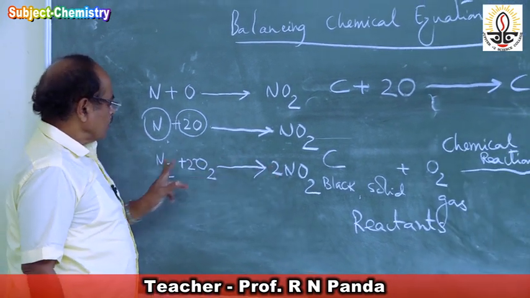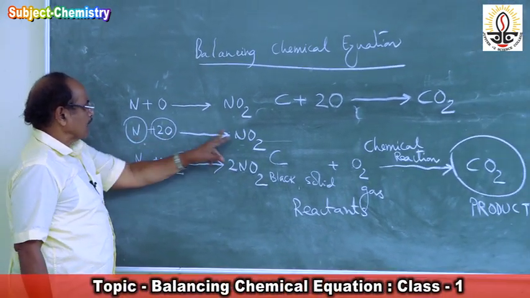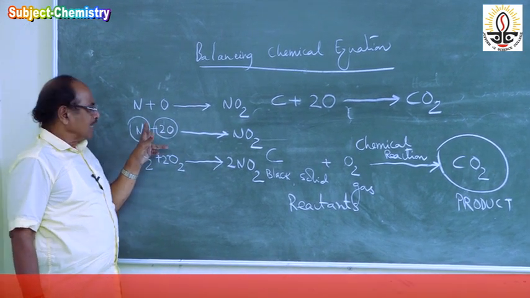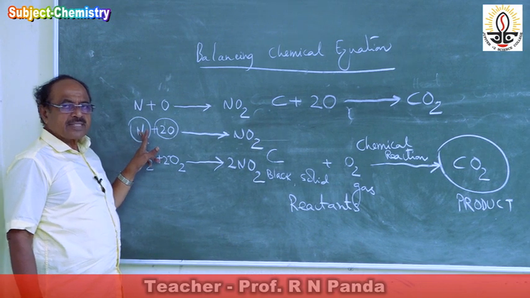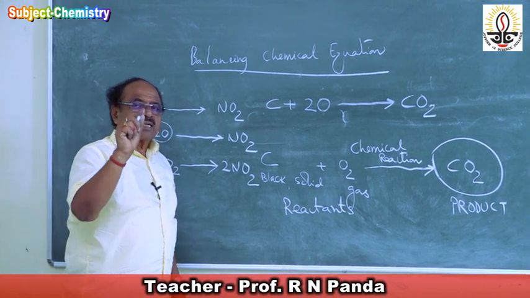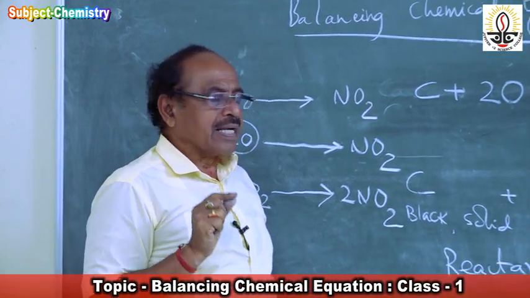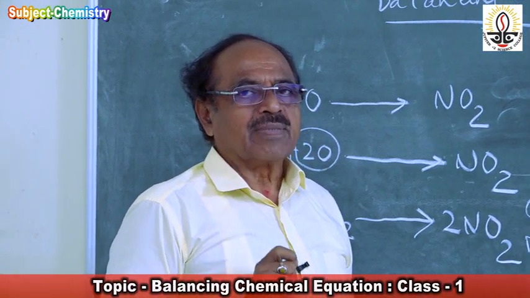You have 2 atoms, 2 atoms. So here also 1 atom, 1 atom, 2 atoms, 2 atoms. Well, no, it's not a balanced chemical equation, because nitrogen never remains as a nitrogen atom. It always remains as a nitrogen molecule. All elementary gas molecules are diatomic.